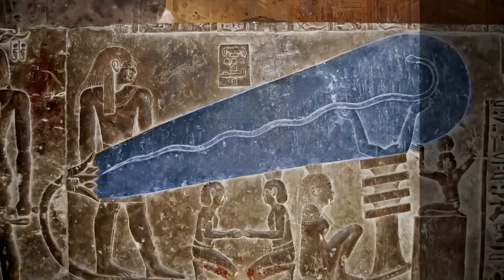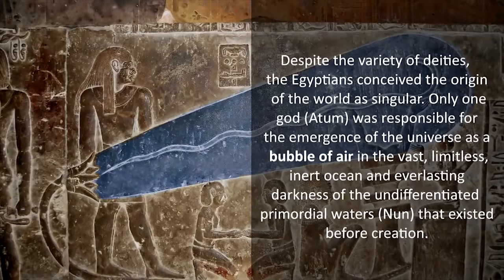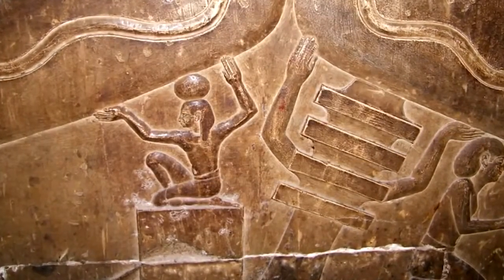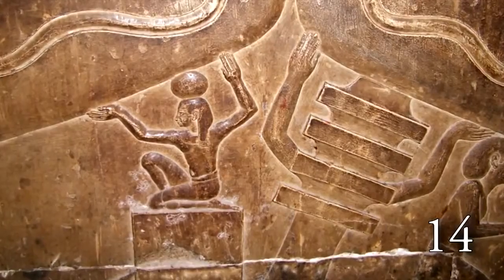I will quote an expert directly on this point. Quote, "Despite the variety of deities, the Egyptians conceived the origin of the world as singular. Only one god, Atum, was responsible for the emergence of the universe as a bubble of air in the vast, limitless, inert ocean and everlasting darkness of the undifferentiated primordial waters, Nun, that existed before creation. In other words, the universe came forth from the lotus in a bubble of air." The other elements of this picture back this interpretation up. The universal bubble is here being supported or raised up by the goddess Nun.